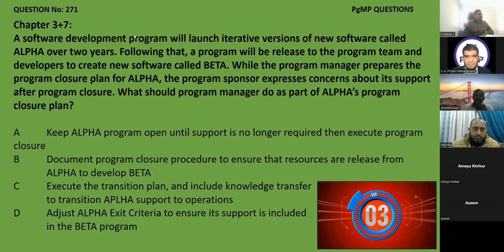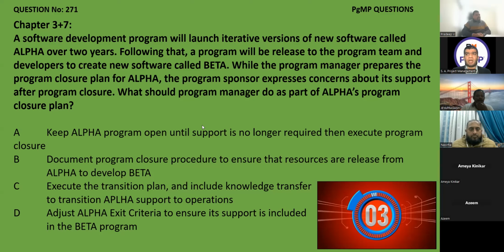Pradeep, you gave A. No, I gave D. Okay, A is nobody. So A is not applicable because we cannot keep the program open. Okay, that is clear. B, document program closure procedure to ensure the resources are released from alpha to beta. Why B? So initially, I thought we need to do the resource interdependency management, and therein we need to document the program closure activities and ensure that the resources will be released as and when required to develop the program beta.